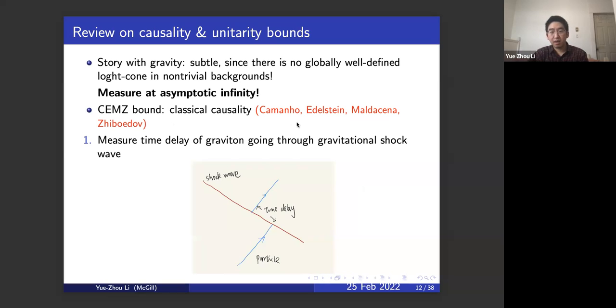And there's a famous paper by Camanho, Edelstein, Maldacena, and Zhiboedov, called the CEMZ bounds, about some notion of classical causality. They measure the time delay of a graviton going through a gravitational shockwave, which is a pretty classical thing, so we call it classical causality. If we have a shockwave excited by a graviton, for example, and we let the graviton go through this shockwave, after going through it develops a time delay. What if we find a time advance? That will violate causality, because time advance means the time delay is negative. That means before we inject a graviton, there is already a graviton going outside from the shockwave.